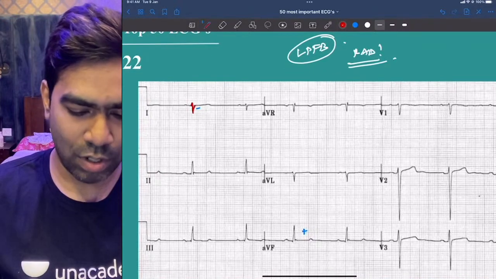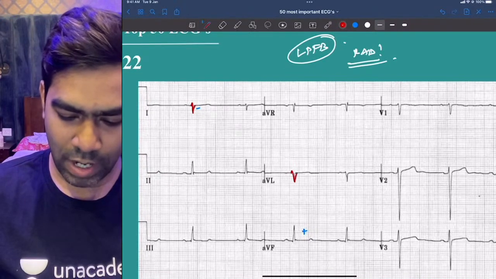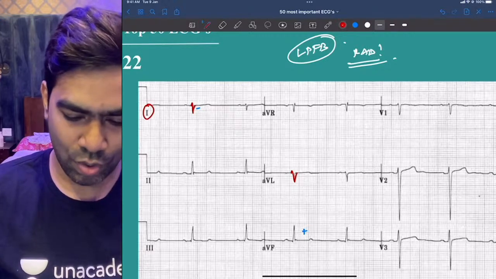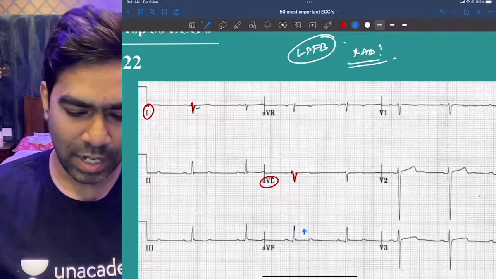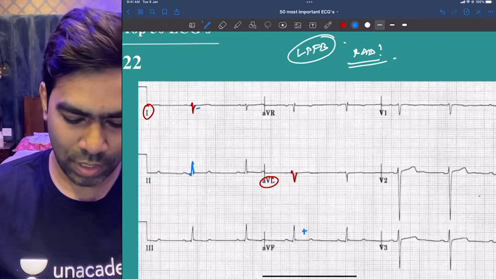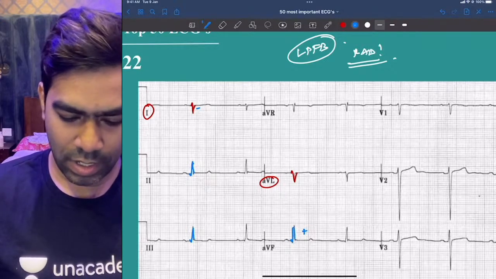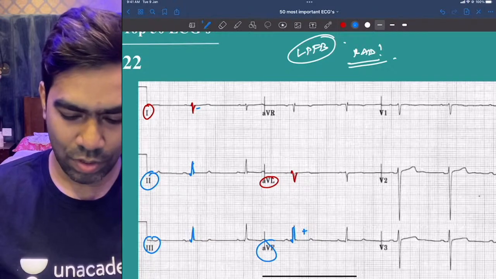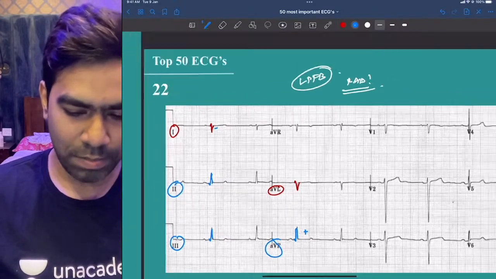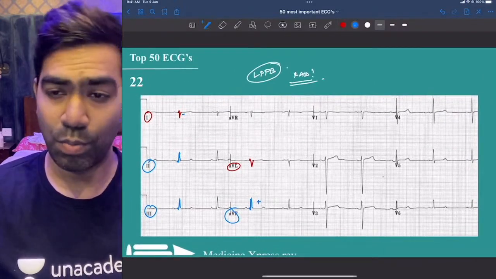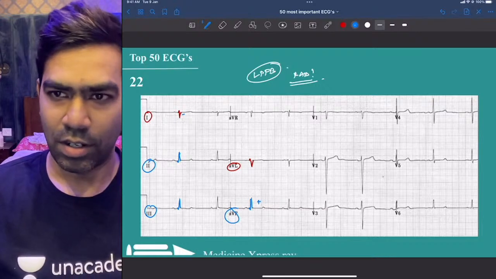You're going to see RS complexes in lead 1 and aVL. Lead 1 and aVL are going to show RS complexes, whereas leads 2, 3 and aVF are going to show this kind of QR complexes. Okay, leads 2, 3 and aVF are going to show QR complexes. So this pattern is very much suggestive of a left posterior fascicular block.